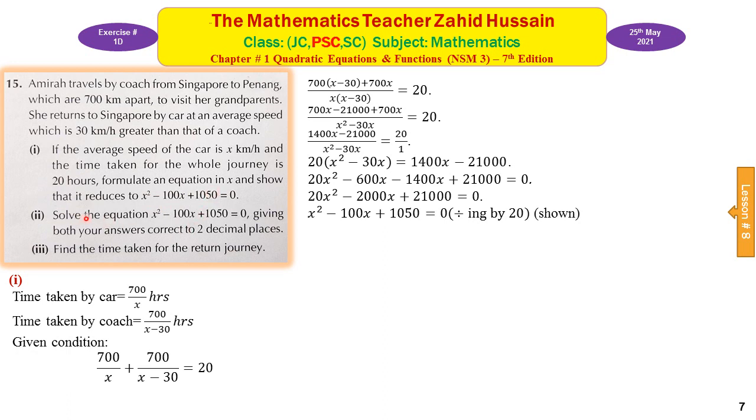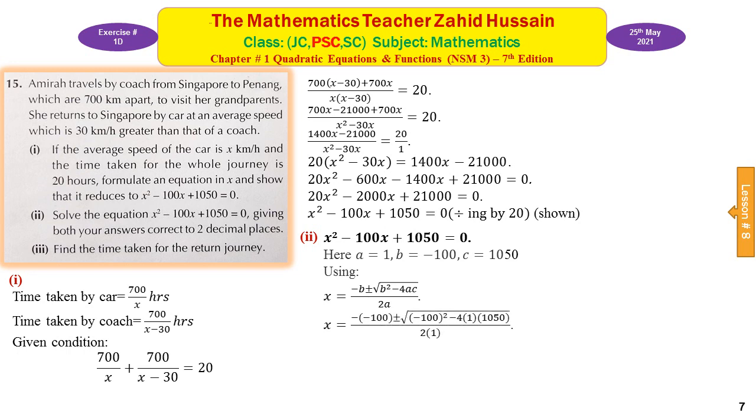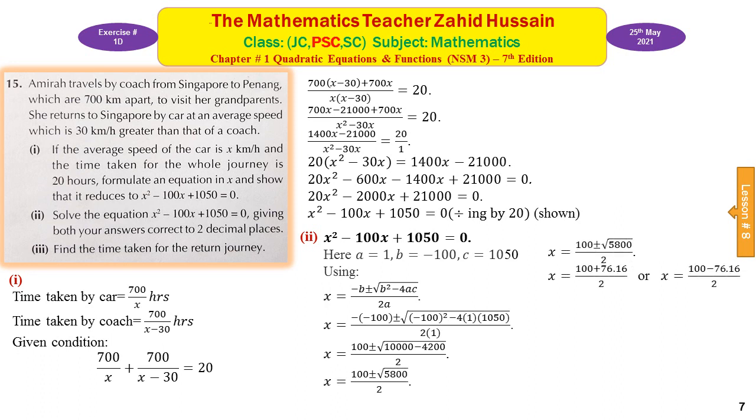In part 2 we are asked to solve this equation. So this equation will be solved by using the formula. For the formula we will take the values of a, b, c from this equation and use the quadratic formula. We will simply put the values in this formula and use a calculator to find the two values of x, which are 88.08 and 11.92.